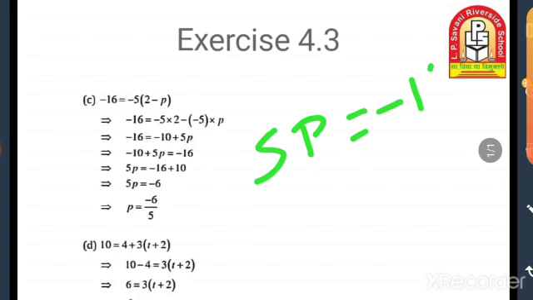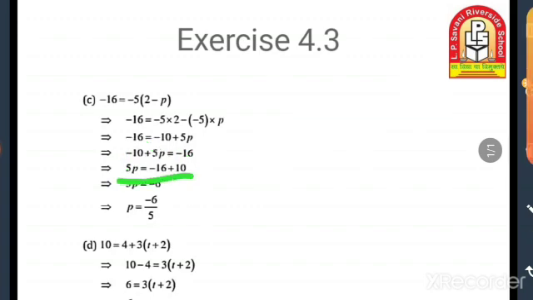Then after minus 16, we transfer the minus 10 to the right hand side. So minus 10, after transposing to the right hand side, becomes plus 10. So after that, minus 5p is equal to minus 16 plus 10. Minus 16 plus 10 is minus 6, because we have to put the sign of the bigger term. Here the bigger term is minus 16, so minus 16 plus 10 is minus 6. So 5p is equal to minus 6.